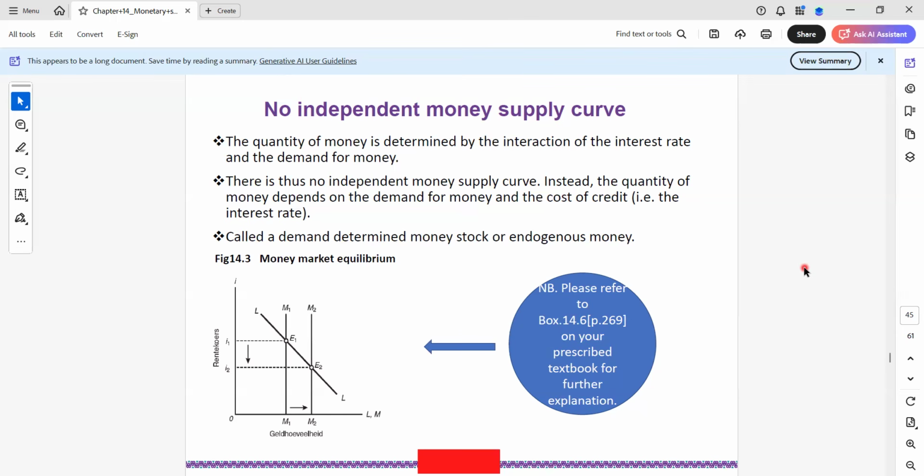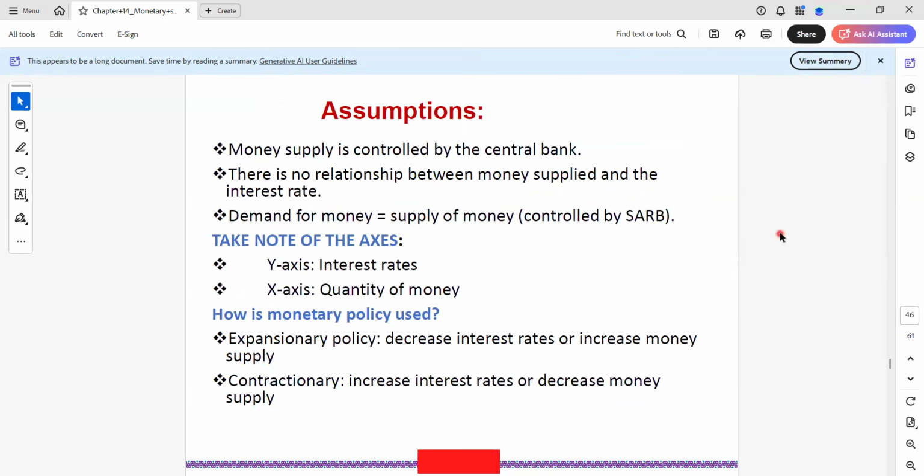Instead, the quantity of money depends on the demand for money and the cost of credit. Remember, the cost of credit, or the price of loans or credits, is what? It is the interest rate. We call this demand-determined money stock, or endogenous money. Let's just move on, because they are explaining the same thing even there.